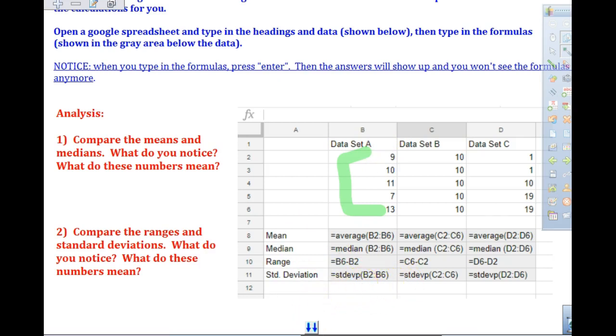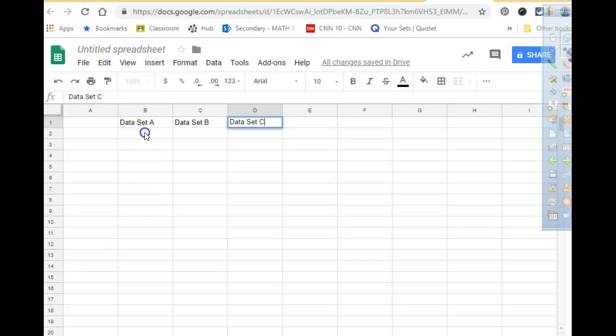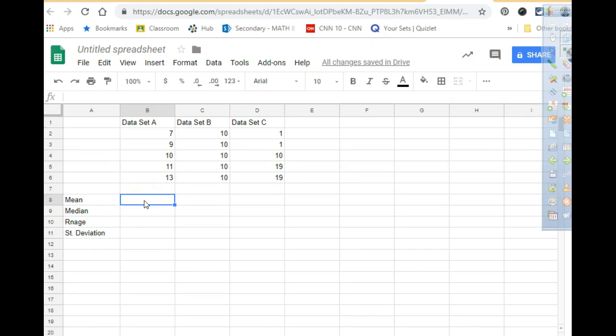So when we go to your sheet, what you want to take a look at is when you type in your data for set A, please type it in numeric order, and then I'm going to help you as we put those formulas in. I want to put in the formula for the mean.